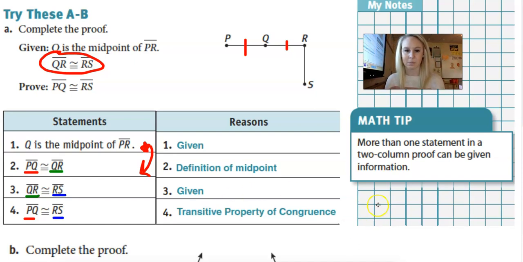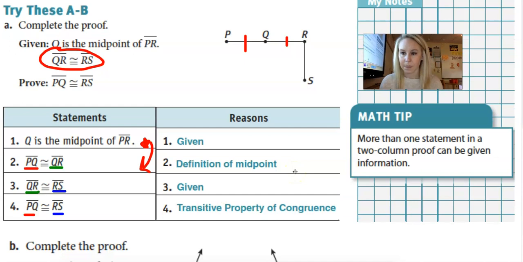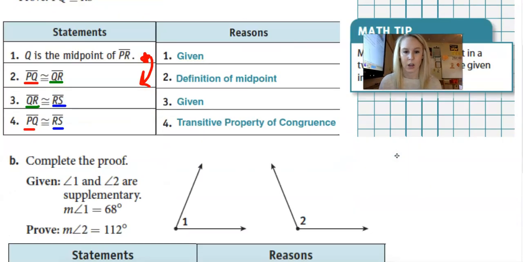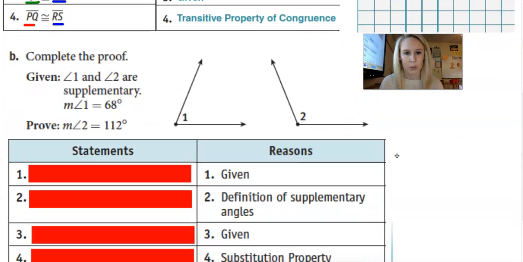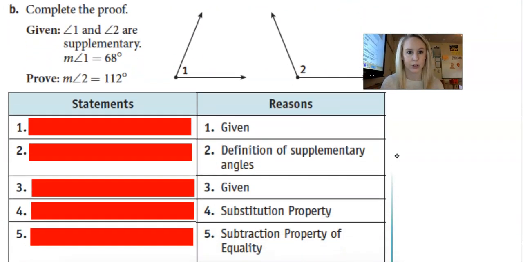Okay? So the first part isn't too bad. Write down your givens. Early on in the proof, it's also not too bad as long as you know what midpoint means, bisector means, etc. Now, sometimes you're going to have to look at the proof as a whole, and that's where it gets kind of confusing. But again, it takes practice. All right. And the math tip is you can have more than one given. All right. Time for the harder part. All right, complete the proof.